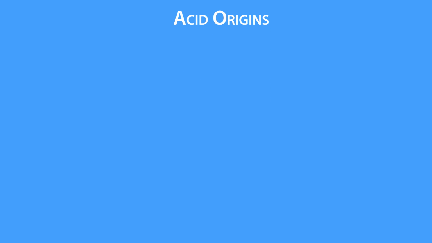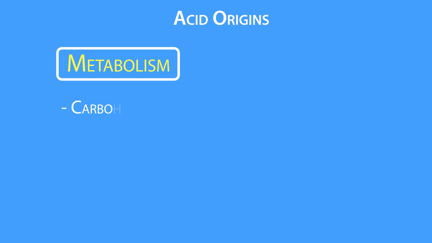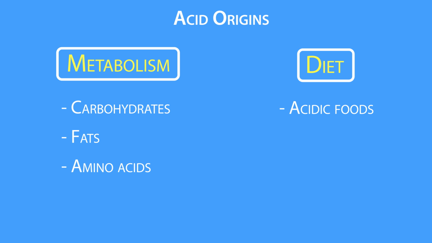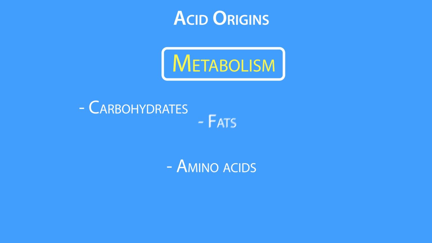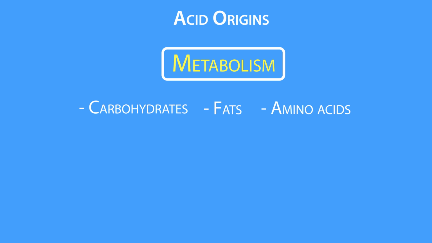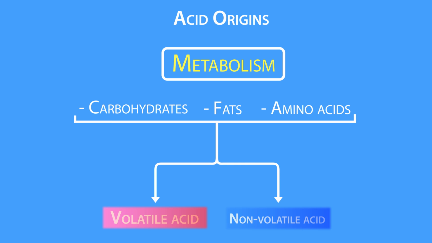The majority of acid comes from the metabolism of carbohydrates, fats, and amino acids, while a small portion comes from the consumption of acidic foods. Let's focus on the production of acid by metabolism. The metabolism of carbohydrates, fats, amino acids, and other compounds leads to the production of either volatile or non-volatile acid.